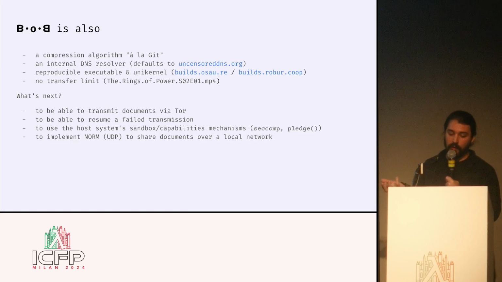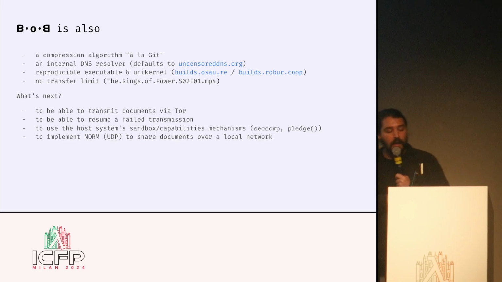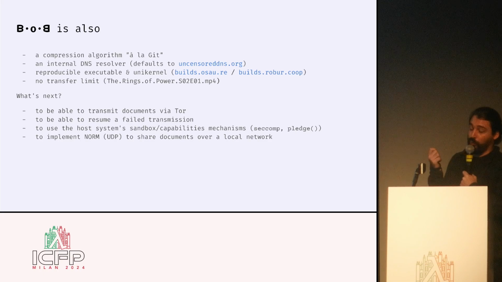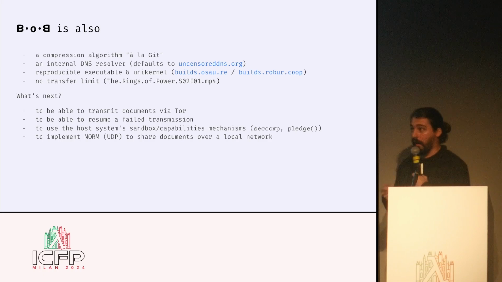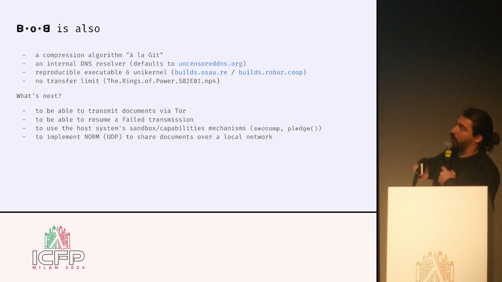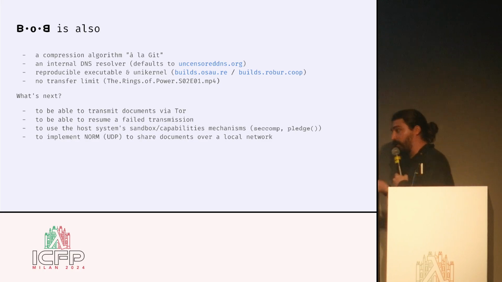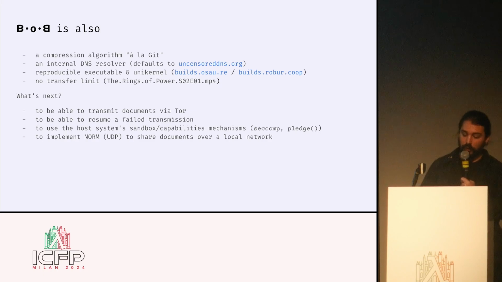We use an internal DNS resolver, and by default, we use the uncensoreddns.org, which is against the censorship. Also, the bob.com, the binary, and the relay are reproducible. That mostly means that if you want to build this program by yourself, you will get exactly the same result as us, byte per byte. So it's available on build.ozo.ri. And you don't have a transfer limit, so if you want to share the last season of The Rings of Power, you can, for example.